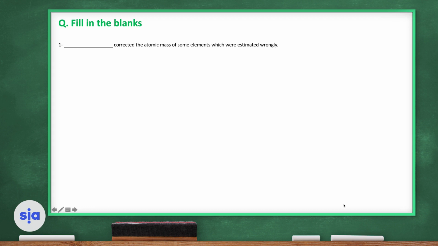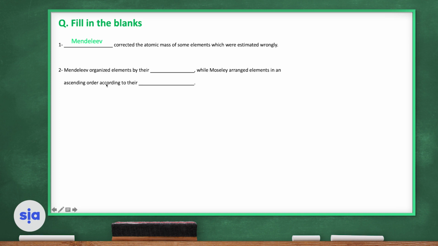Who corrected the atomic mass of some elements which were estimated wrongly? Remember, I'm talking about the atomic mass. Who corrected the atomic mass? Mendeleev. So Mendeleev organized elements by their, while Moseley arranged elements in an ascending order according to their. We have a difference between, if you remember, Mendeleev and Moseley's periodic tables. Mendeleev organized elements by their atomic masses, while Moseley arranged elements in an ascending order according to their atomic numbers.